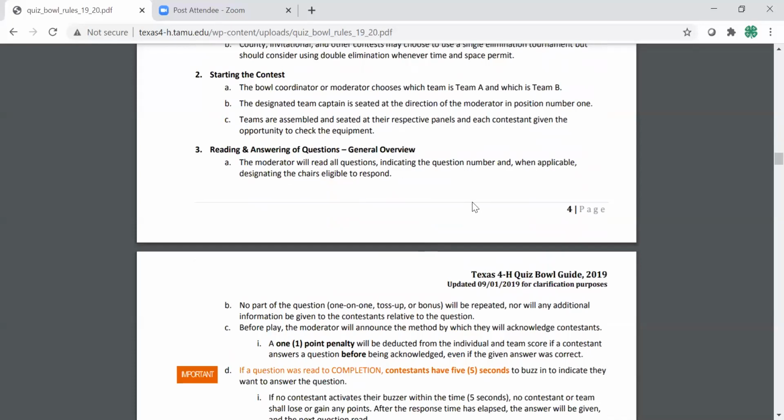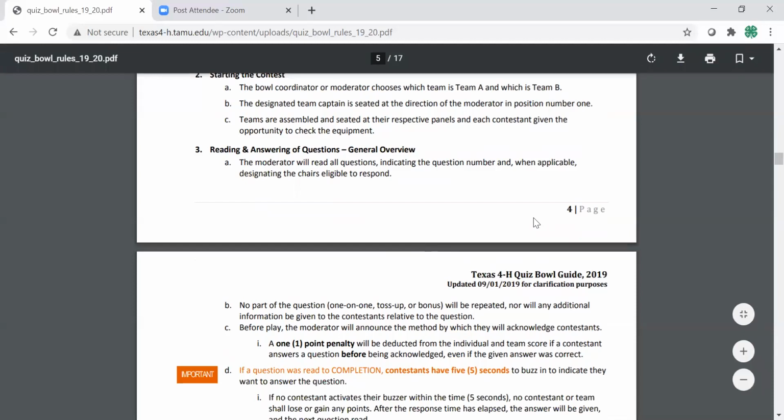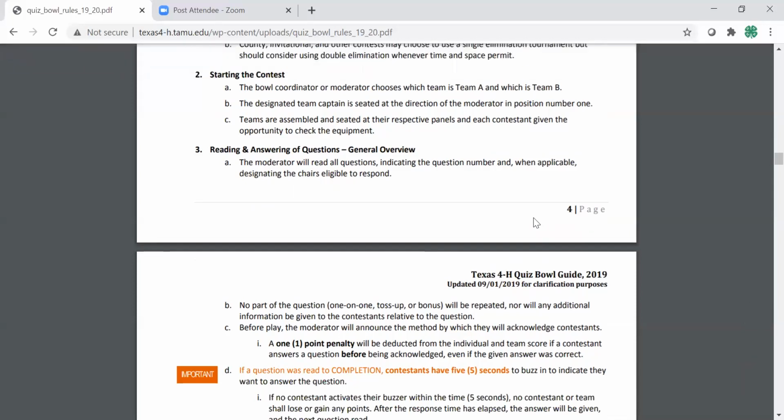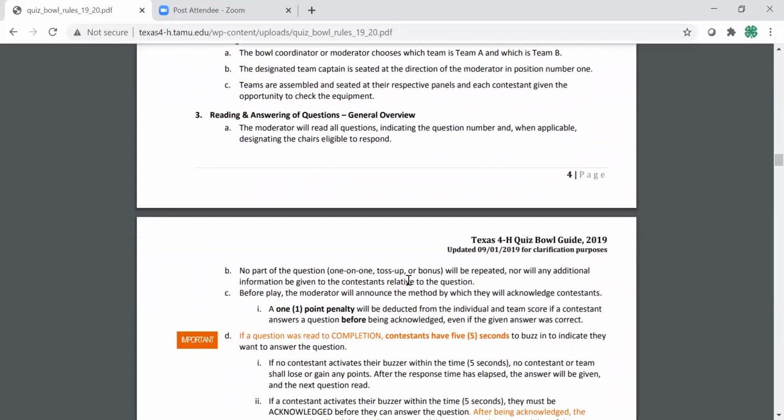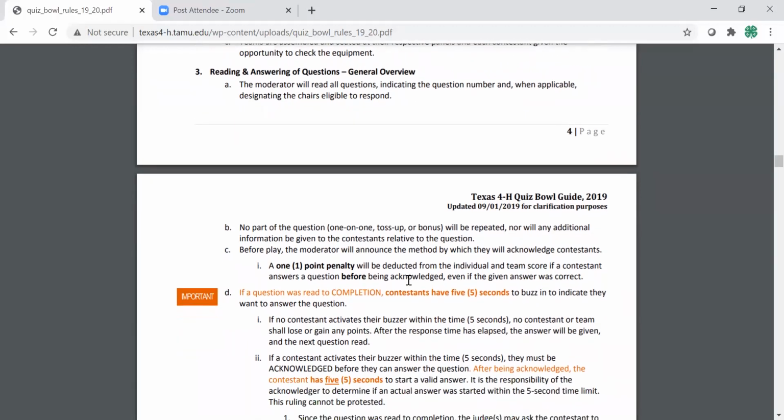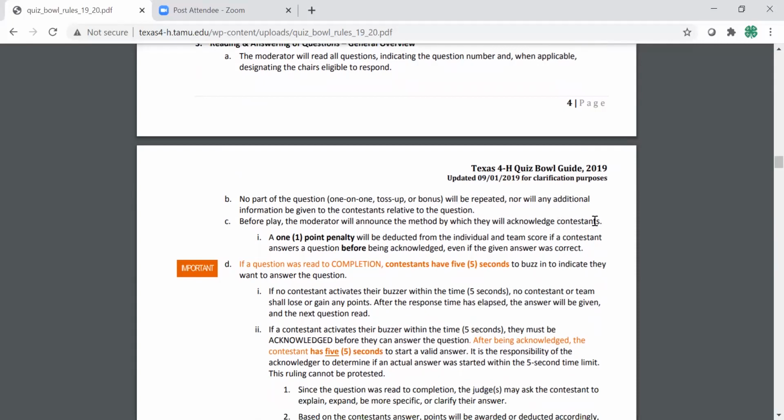Okay, the moderator will read all questions indicating the question number and when applicable, designating the chairs eligible to respond. So that's in reference to that one-on-one in the beginning. They'll say, okay, this is only for players A1 and player B1 to answer. We'll make sure that's clear. We won't repeat any part of the question or give any explanation to the question. How it's written is exactly how the moderator will say it, and then we'll expect teams to either answer or not answer. Again, I told y'all the way that we acknowledge at the District 1 contest is verbally. So A1, A2, B1, B2.